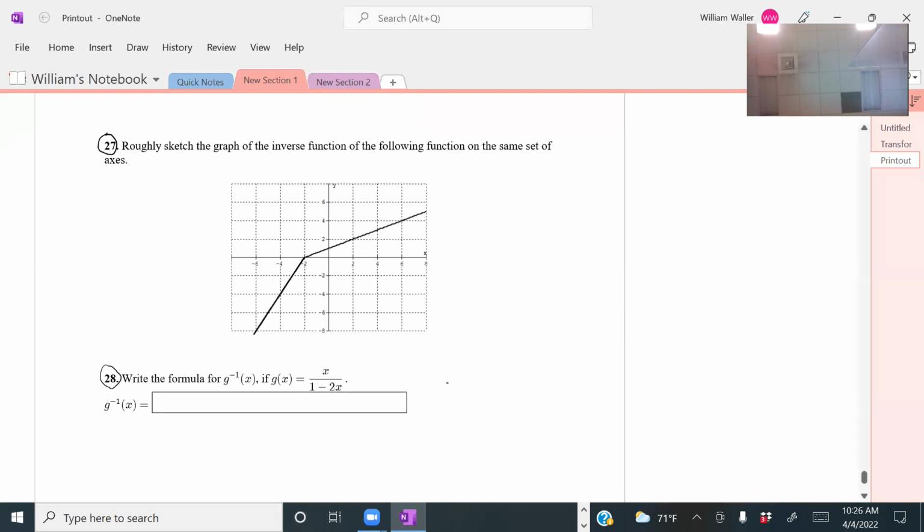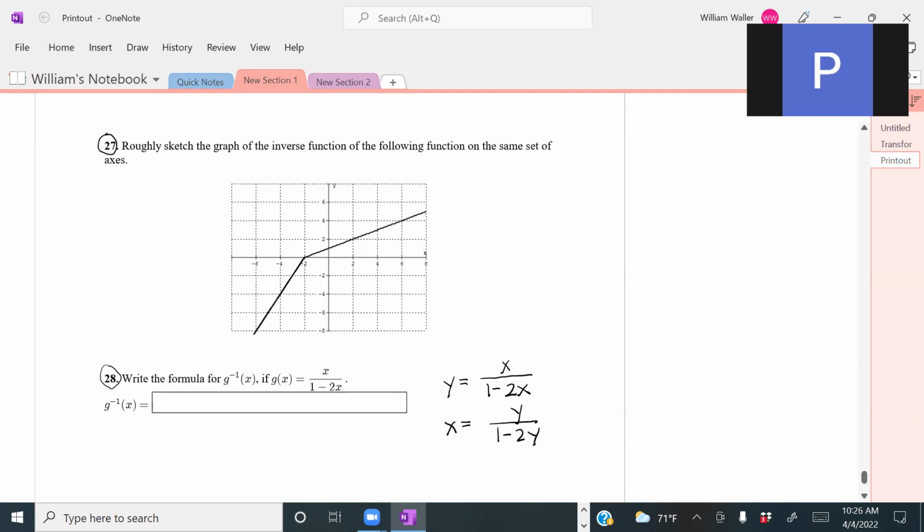First, change the G of x to y just to make the left-hand side easier to work with. So you can write y equals x over 1 minus 2x. And then what's the key step here? Yeah, flip x and y, right? Because remember, that's how inverses work. We're reversing the x's and the y's. So you would write down x equals y over 1 minus 2y. So maybe there's something you want to write down on your survival card, a little reminder of how you find inverse formulas.